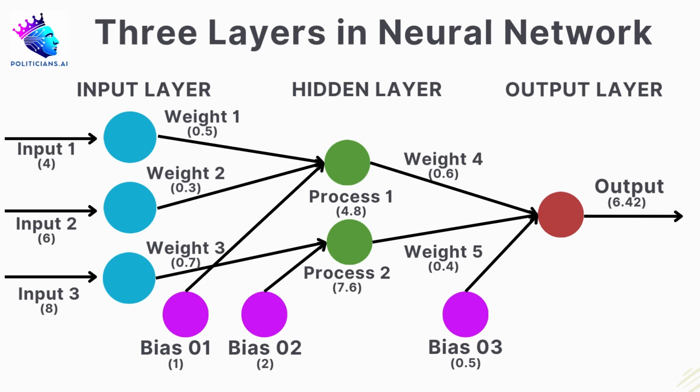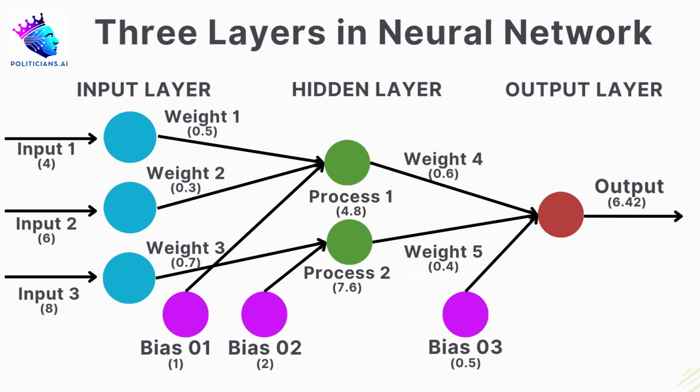Now, if we look at this diagram, we can see a simplified version of a neural network. It's made up of three layers: the input layer, the hidden layer, and the output layer. Each of these layers plays a specific role in processing data and creating an output. Let's break them down one by one.